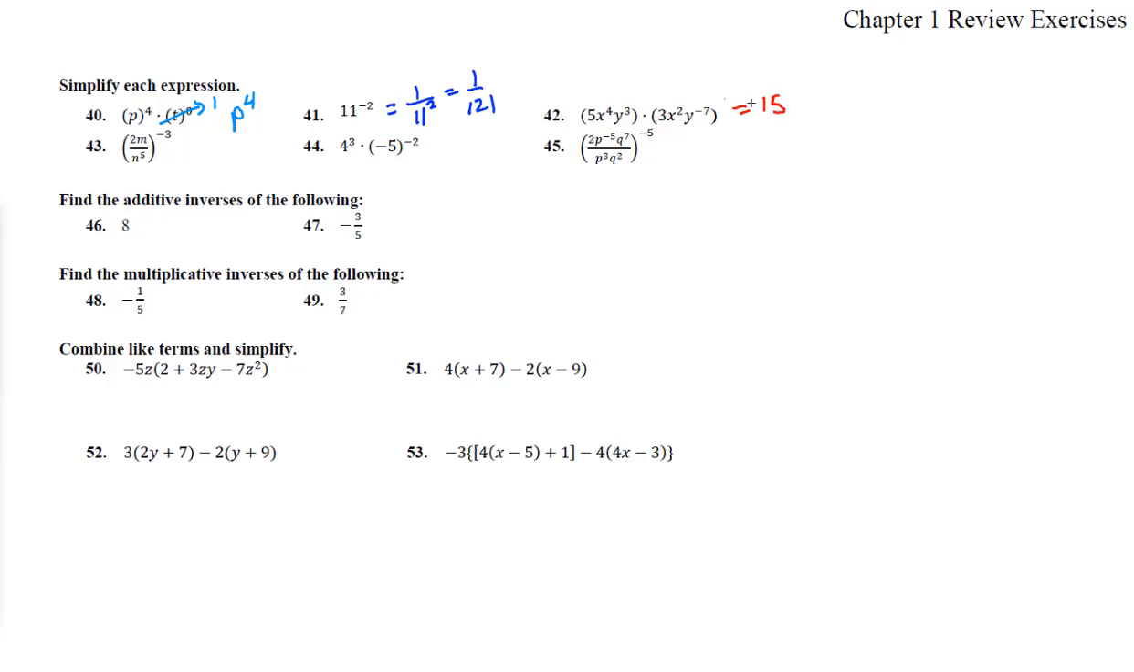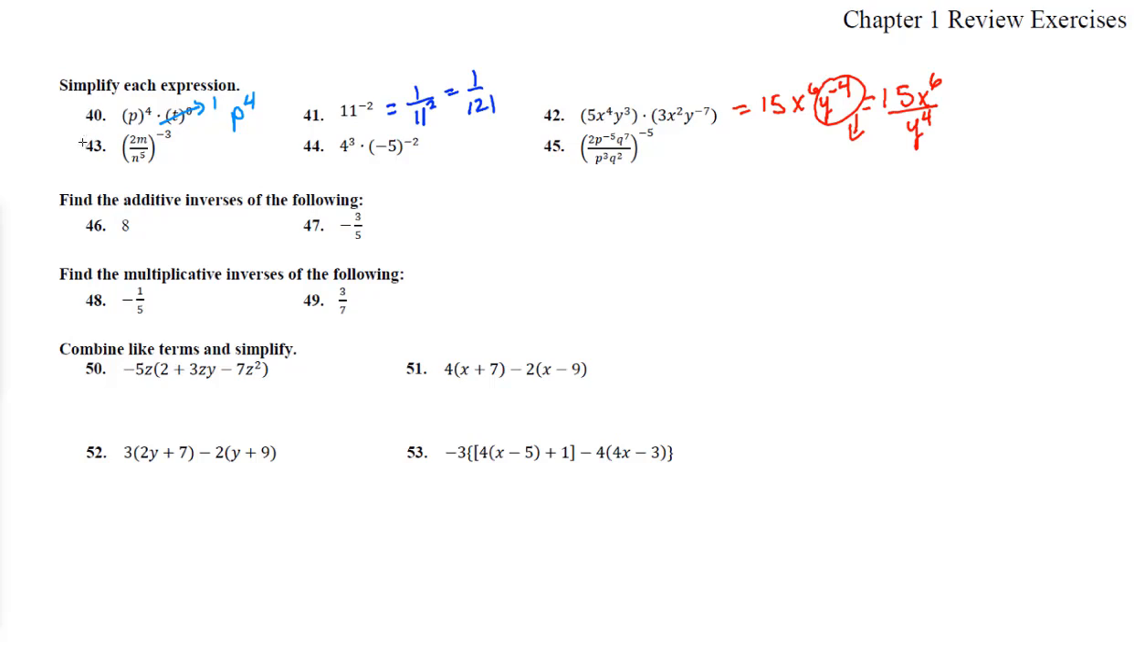X to the 4th times x squared is x to the, we add those two exponents, that's x to the 6th when we are multiplying. And we are multiplying the y's, y cubed times y to the negative 7 will give us y to the negative 4. Now that's correct, but we're not done yet. It said to simplify it completely, and that usually means getting rid of all negative exponents. So this is going to be 15x to the 6th, and this guy, negative exponent, shoves it down to the bottom, y to the 4th.